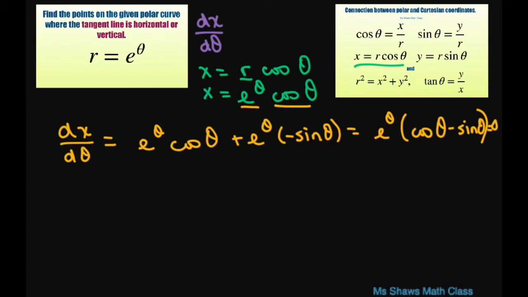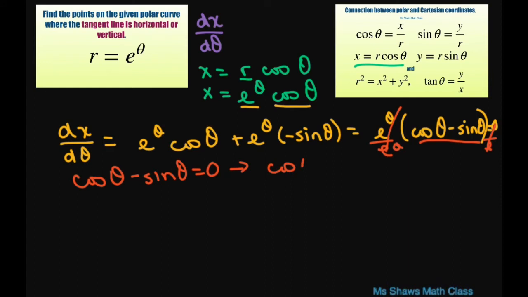So just like we did before, you divide both sides by e to the theta power, and you're going to get cosine of theta minus sine of theta equals 0, because we can just divide all of this out. So that just goes away. Now, that gives you cosine of theta equals sine of theta, or you can say tan of theta equals 1 if you divide both sides by cosine.